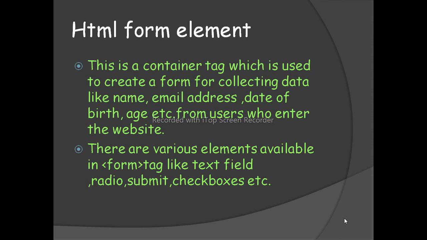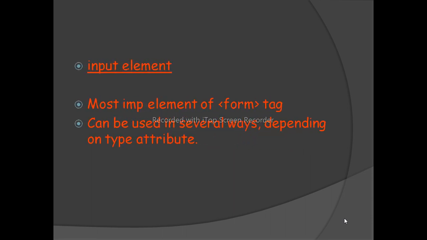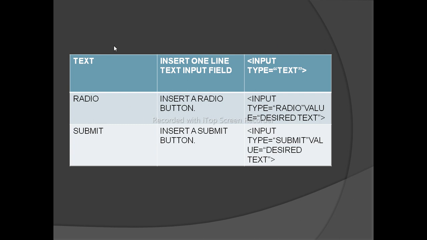Understood? Now there are some other elements also for this, like input element. Now it is the most important element of form tag. Okay. Now it can be used in several ways depending upon the type attribute. Now in this screen you can see this is the attribute. Okay, the type attribute. Suppose text. So if you want text, insert one line text input field. Radio, insert a radio button. Submit, insert a submit button. Okay. Now I'm going to tell you about each of them one by one.